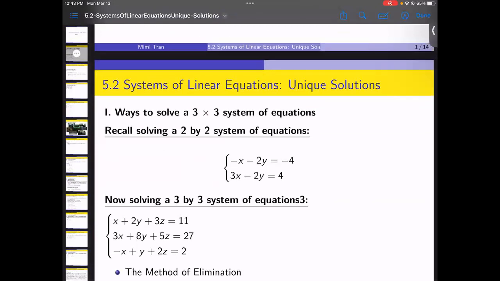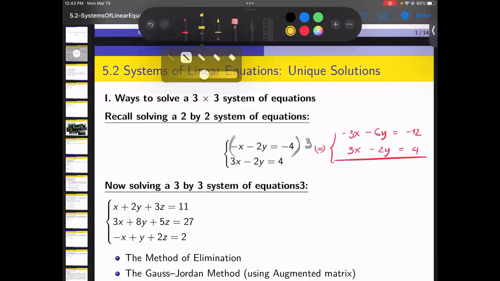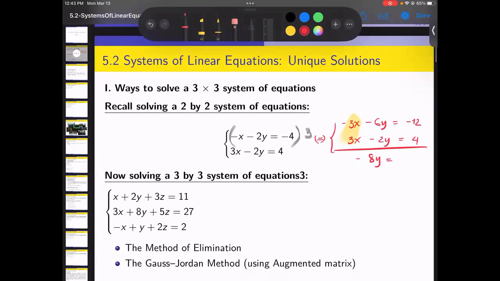Let's recall solving 2 by 2. If I were to solve by elimination, say multiply the first equation by 3, then I have the new system of equations, which is negative 3x minus 6y equal negative 12. Rewrite the second one, right? You don't have to write this down. And then you add, because elimination, that should be gone. I have negative 8y equal negative 16, I'm sorry, not negative 16, equal negative 8.